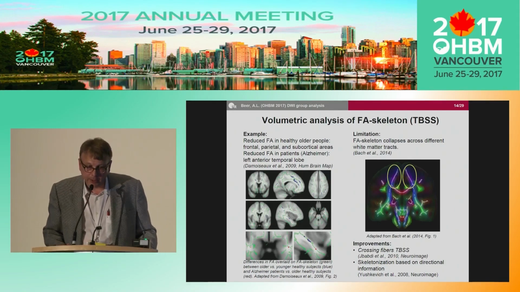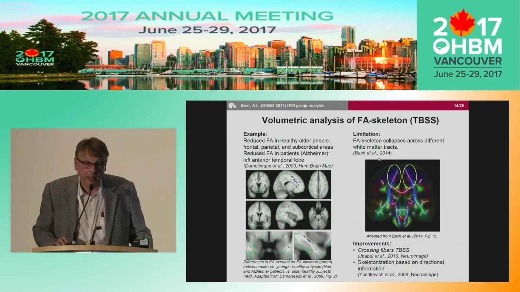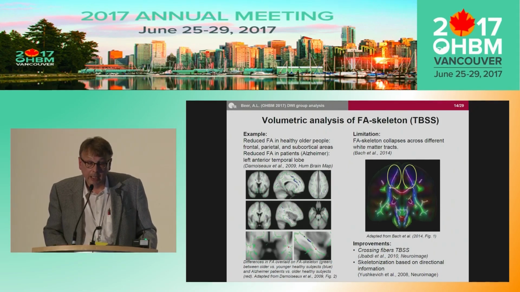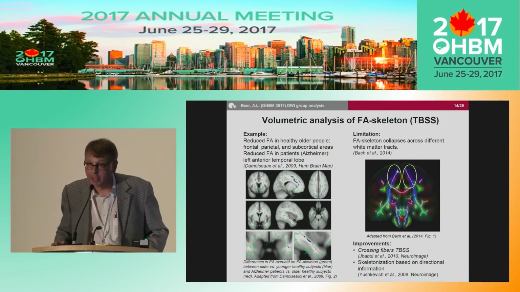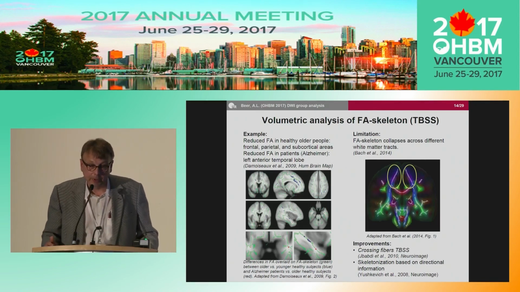I already mentioned that there was some criticism, including one published by Bach, that this track skeleton is not really a track skeleton, but an FA skeleton, which may go through several different types of tracks, which is illustrated here. So the white one here would be the skeleton. But if you look at the color-coded primary direction in the back, it's going through different regions, showing different orientations of the tracks. That likely corresponds to different tracks.